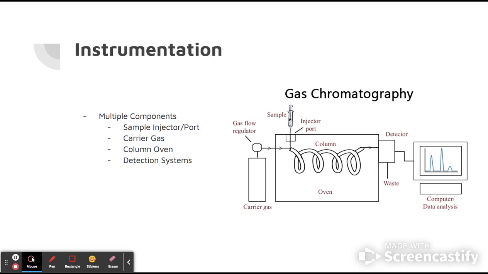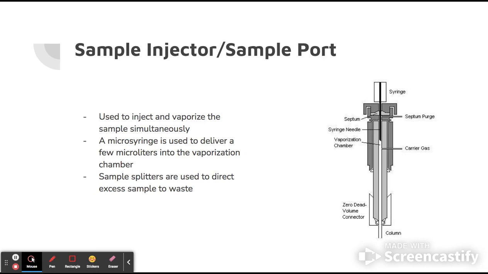The instrumentation. Now there are multiple components to gas chromatography, and I'll be going over each of those in detail. We have a sample injector or sample port, a carrier gas, a column oven, and a detection system. So, starting off with the sample injector or sample port.